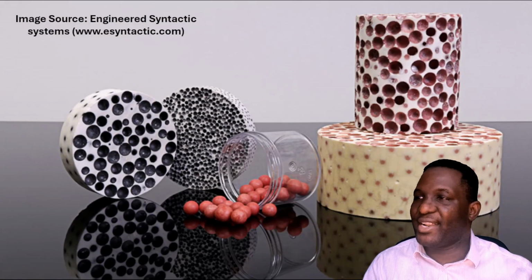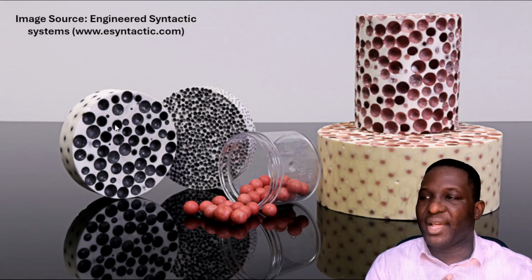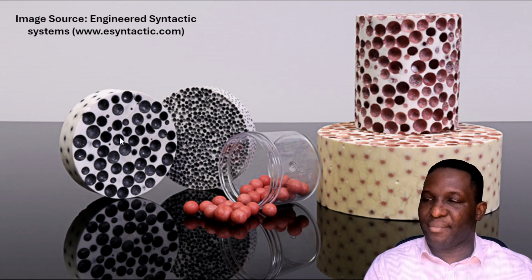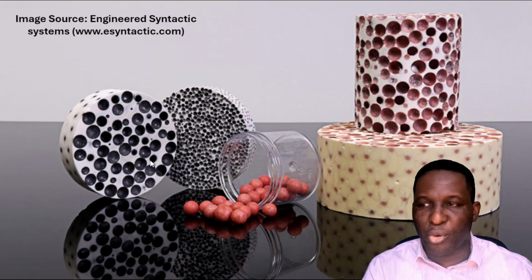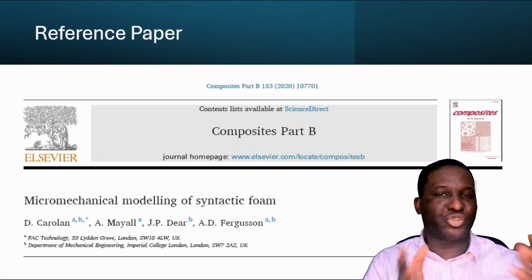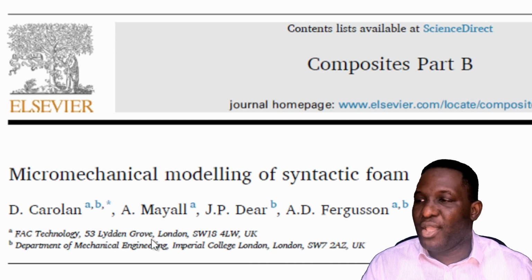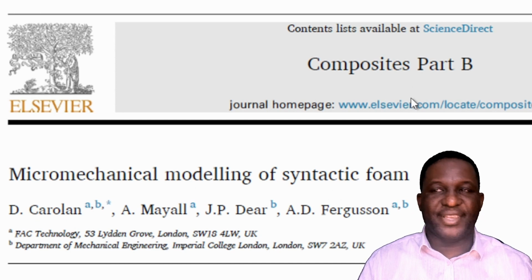So the kind of material that we're studying here is a syntactic foam, and the microstructure would look like this. So you essentially get the microspheres that are distributed within a matrix bulk. The reference paper that we're going to use to drive what we are doing is this paper on micromechanical modeling of a syntactic foam, published by Caroline in 2020. Here we're going to use it to extract the properties of the material that we're going to be studying.